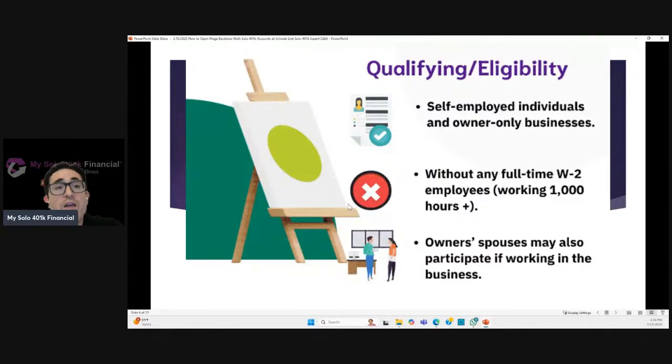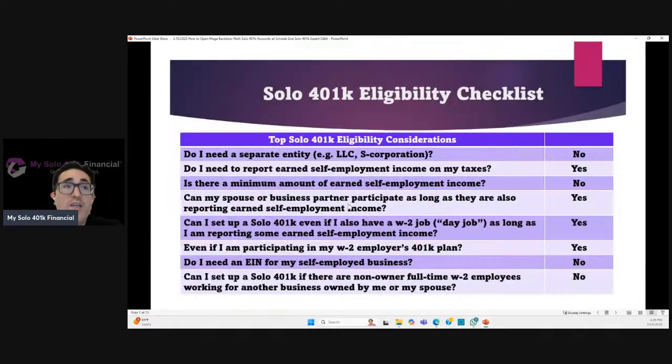So think like an independent contractor, a solo practicing professional, whether it's a CPA or an attorney, a medical professional, or a realtor. The key is that you're reporting earned self-employment income on your taxes. Now, you don't need to have a formal legal entity like an LLC or an S Corp to be eligible. Many of our customers operate as sole proprietors without a formal legal entity, which is totally fine. Ultimately, you just need to report earned self-employment income on your taxes.